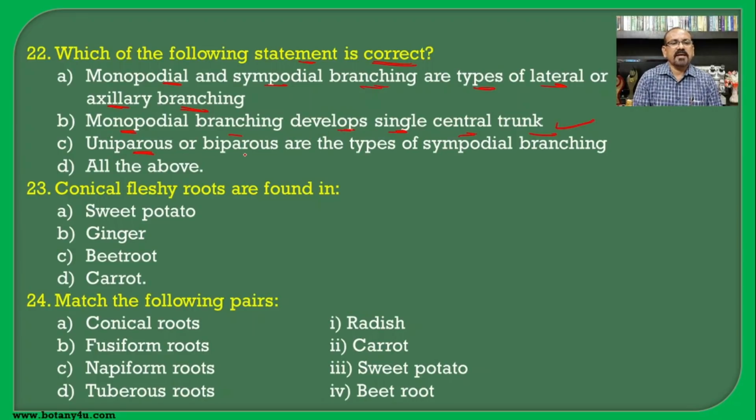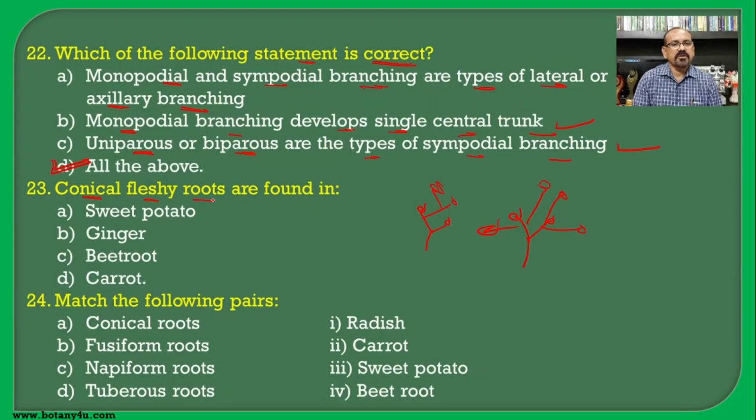Then uniparous or biparous are the types of sympodial branching. So in uniparous there is a development of such type of branching, and in biparous there is a development of such type of branching. So both are types of sympodial branching, and hence this is also the correct one. All these three are correct, and hence D is the correct answer.